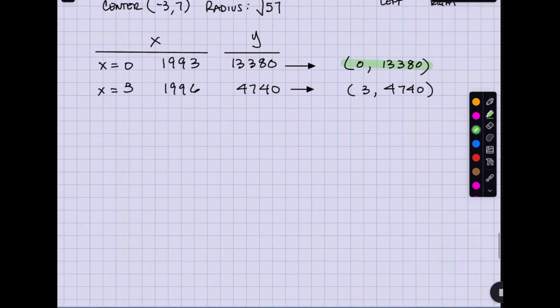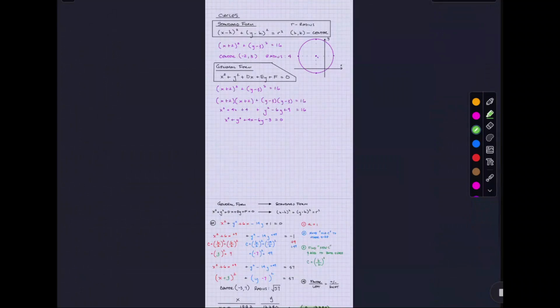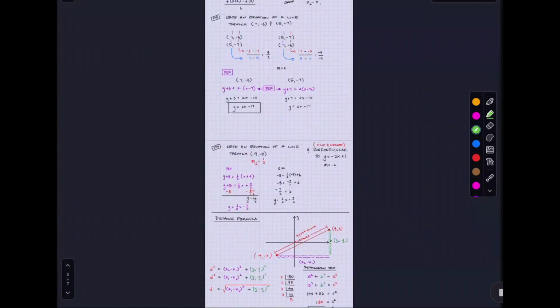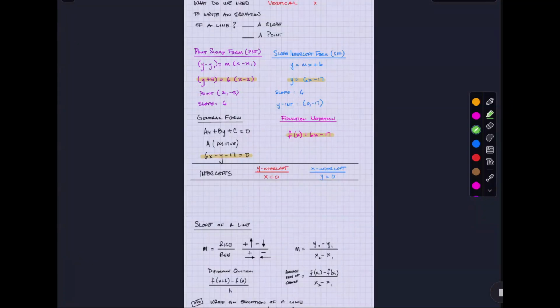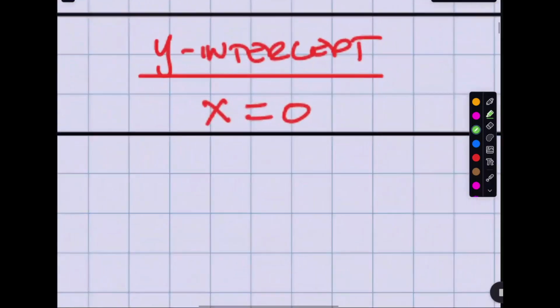Wait a minute. Did we actually say something about that? No way! We actually said something about the y-intercept? And if it's a y-intercept, that means the x value is 0? Is the x value 0 on that point?